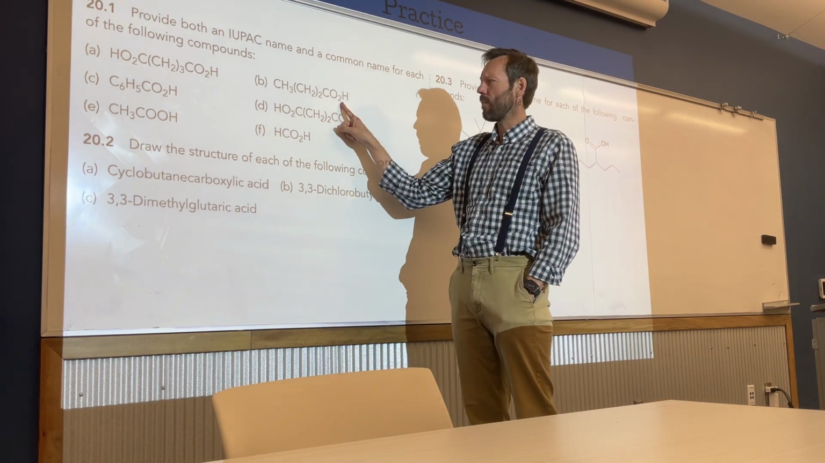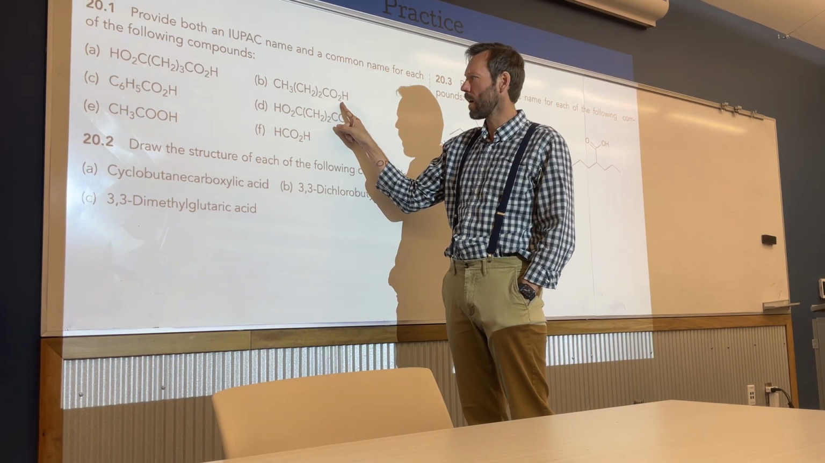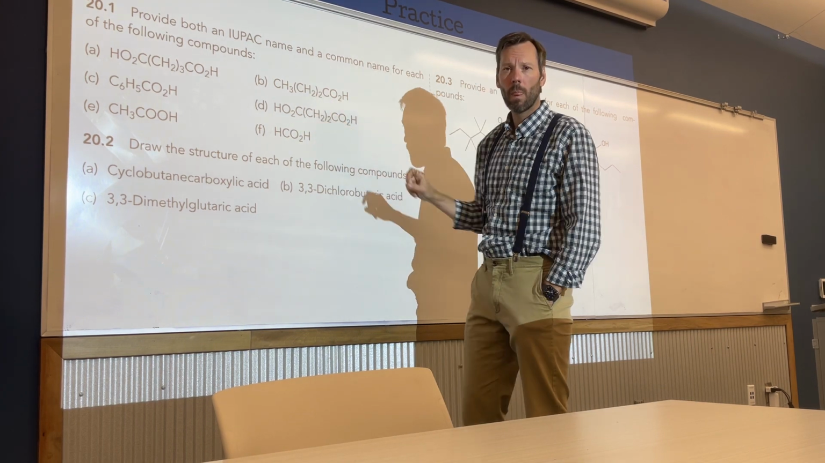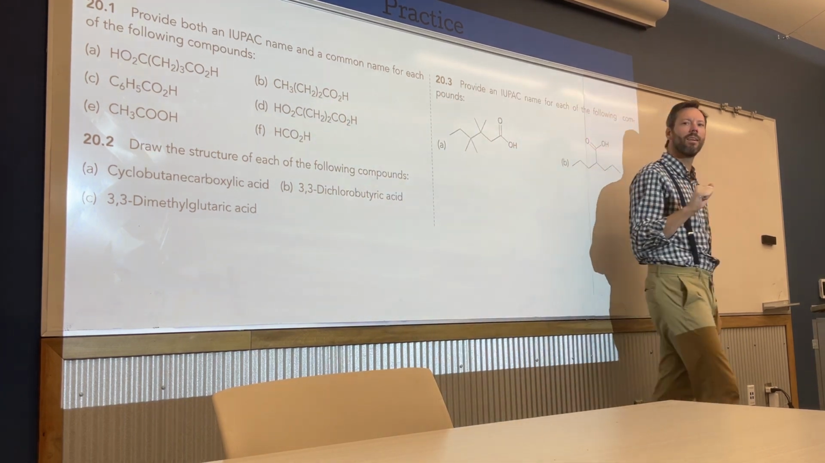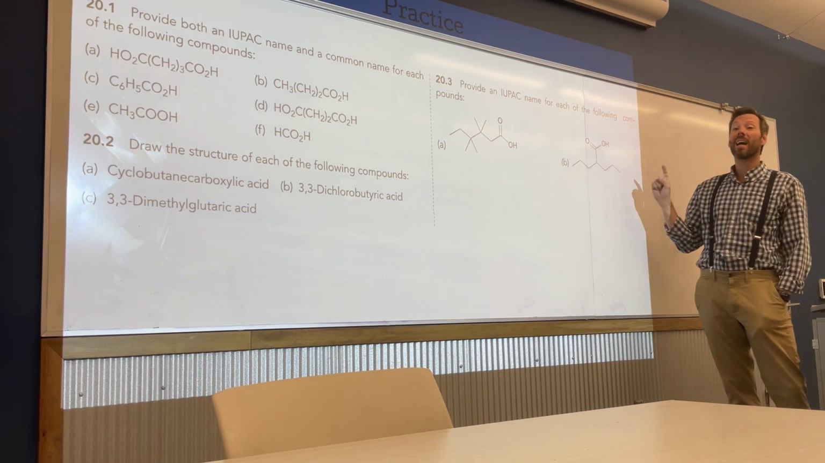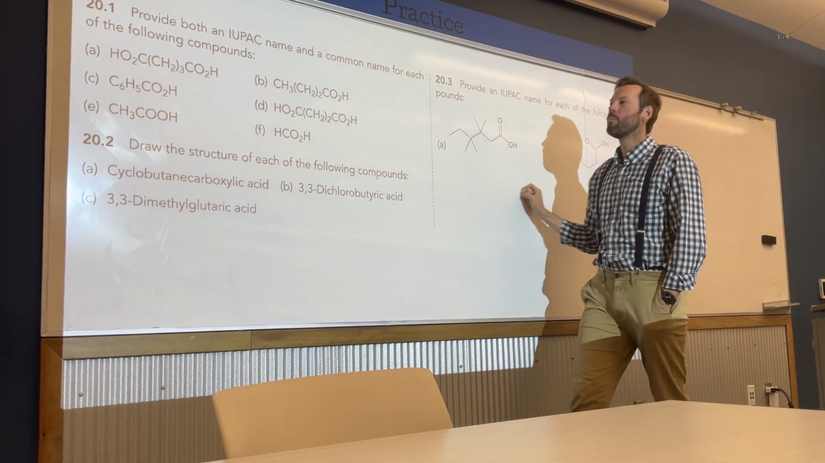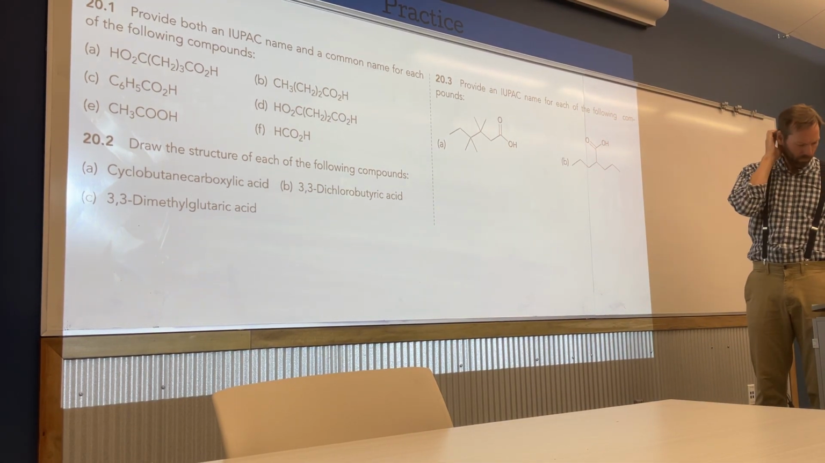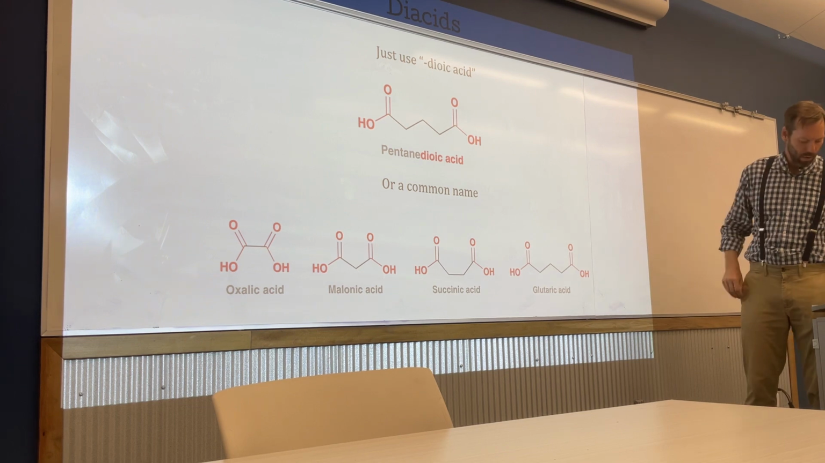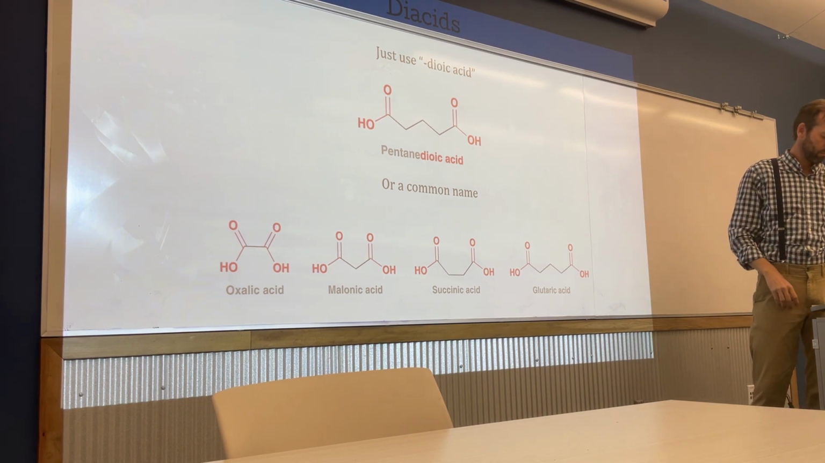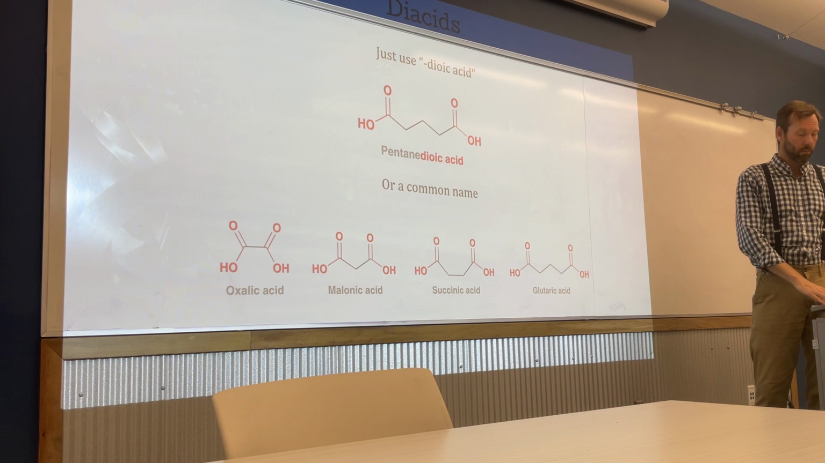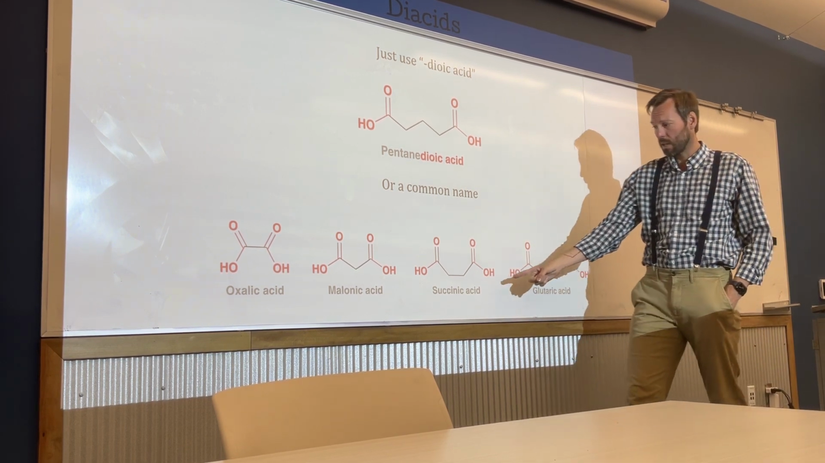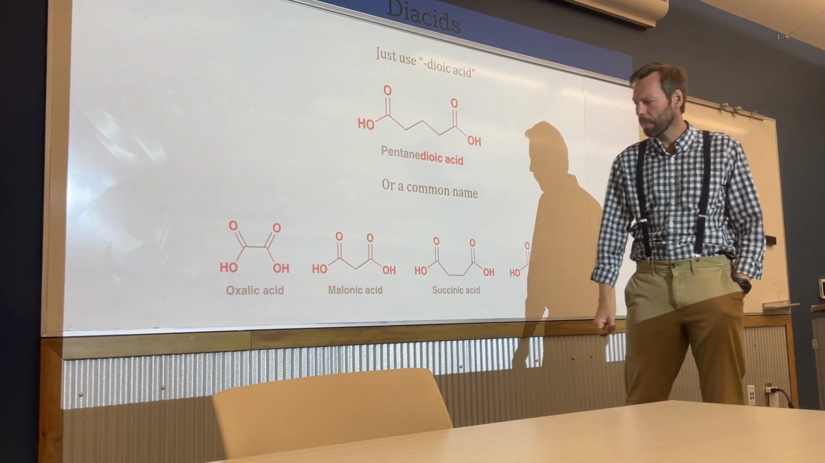For B, we just have one carboxylic acid group, right? So it's 1, 2, 3, 4. So what was 4? Butane dioic acid. Not dioic, butanoic, right? Butanoic, yeah. Butanoic is just one. Butanoic acid. And then what did we say 4 was? Succinic. Okay. Yeah.